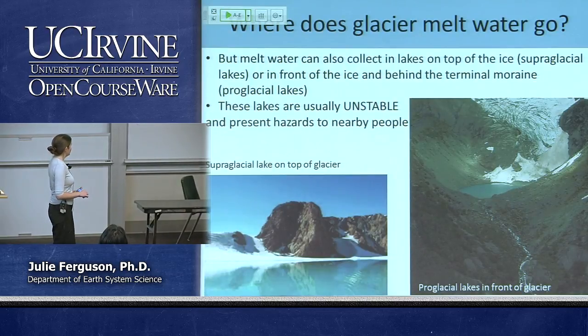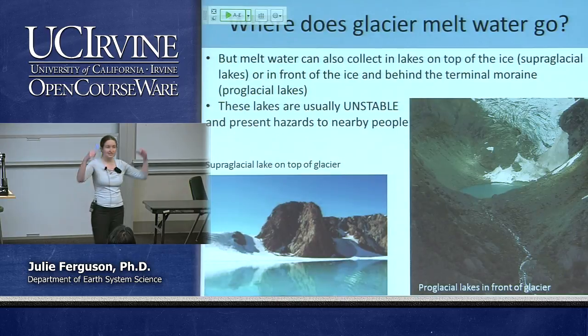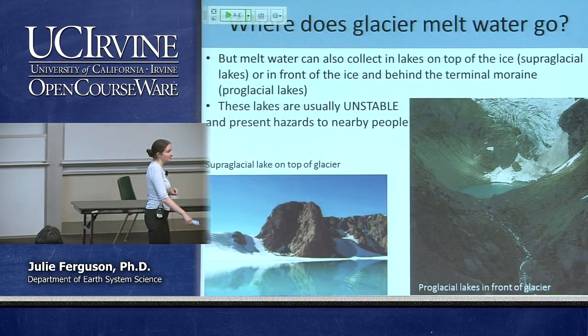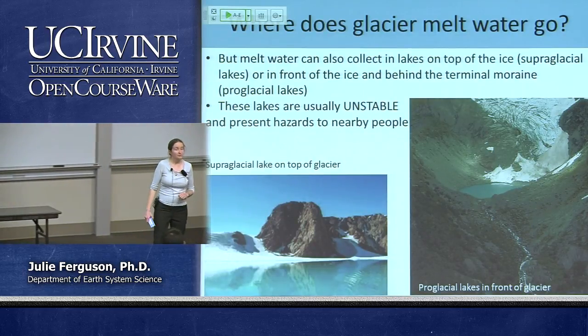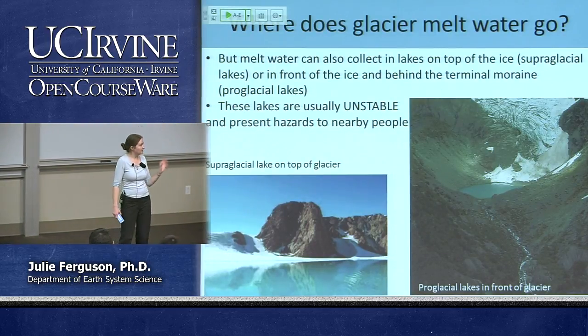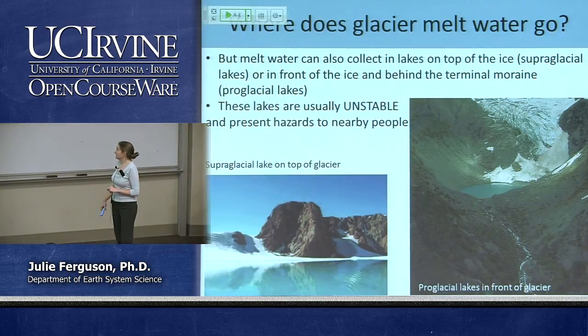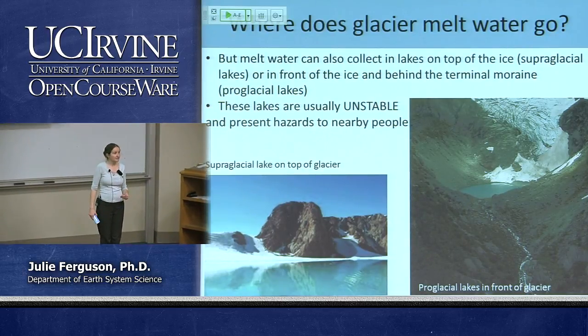So we can get different types of lakes. We can get what we call supraglacial lakes, which are just lakes that sit on top of the ice. So for example, my bottom left photo there shows a supraglacial lake. They're usually that beautiful blue color. And we saw lots of examples of that when we talked about melting Greenland, how those beautiful lakes collected on the surface. We also get our proglacial lakes, which are in front of our ice.